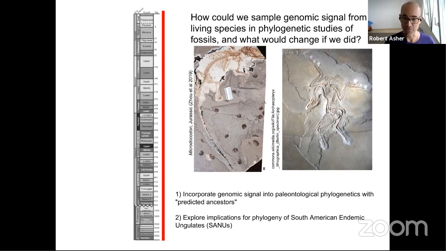So here's finally the meat of my talk. I want to tell you what that method is: incorporate genomic signal into paleontological phylogenetics using predicted ancestors. And then at the end of the talk, I'll just spend a few minutes telling you what the implications of this method are for the phylogeny of South American native ungulates, with Notoungulates in particular.